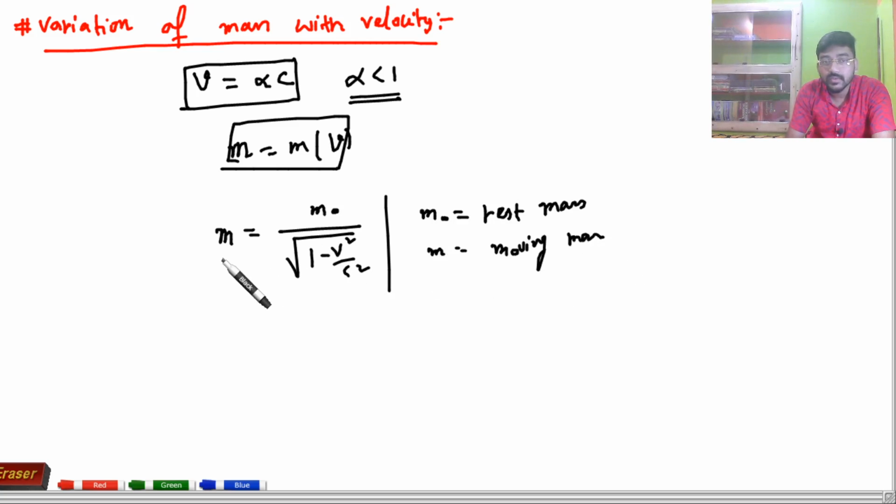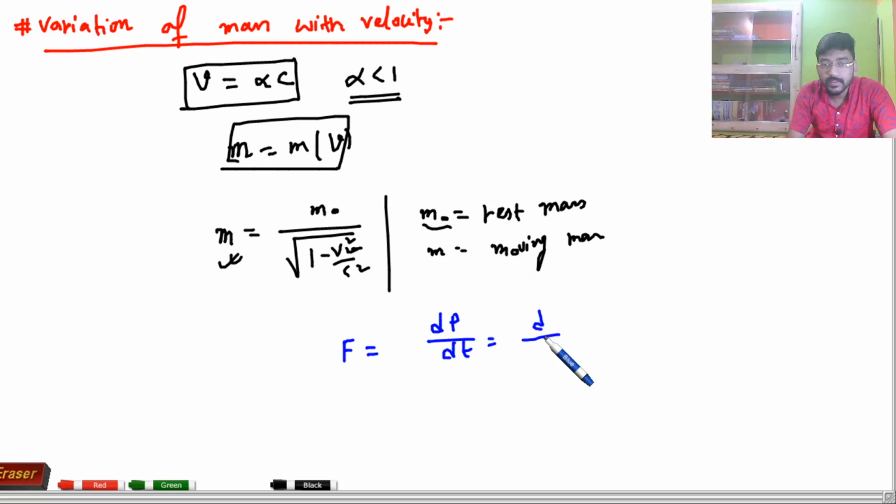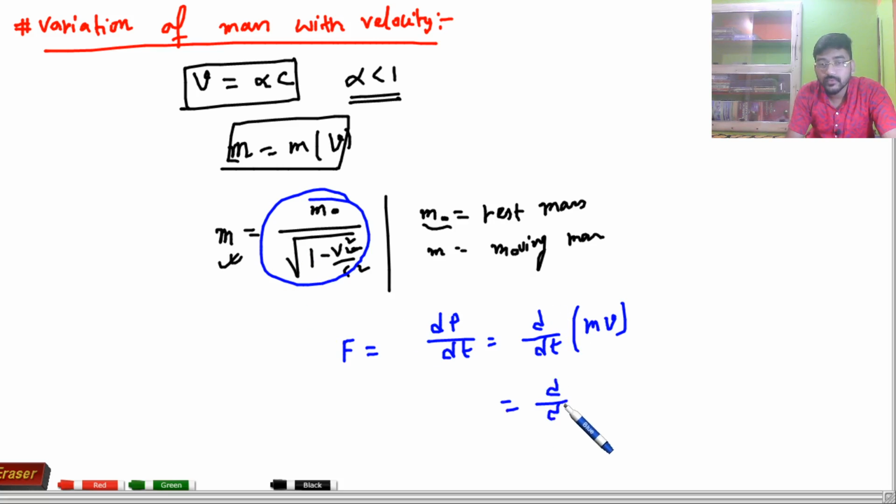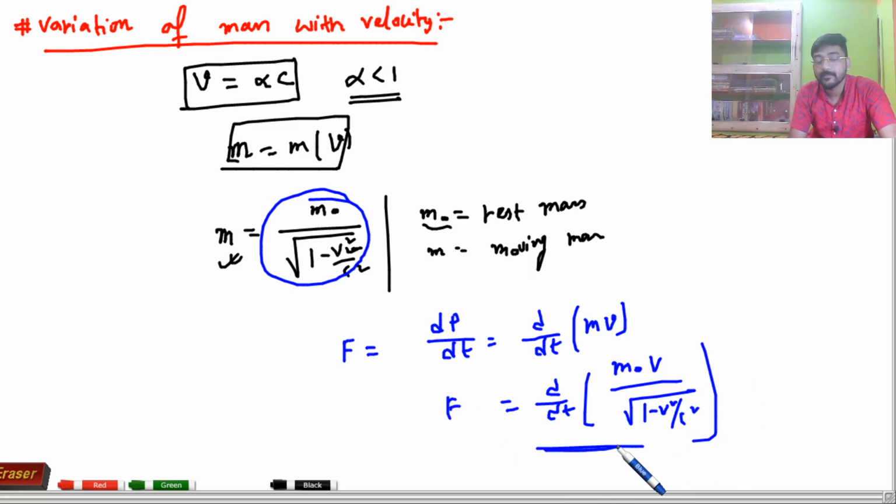This m directly depends on v. If v is varying, then m will also be varying. But m naught is constant. This is constant for each and every particle. There is a different rest mass for each and every particle. In that respect, if you want to write Newton's equation, that is F is equal to dp upon dt, then you have to put p as mv, but this m is replaced by the relativistic expression, that is d/dt of m naught v upon root 1 minus v square upon c square. So you will get the fourth equation from here.